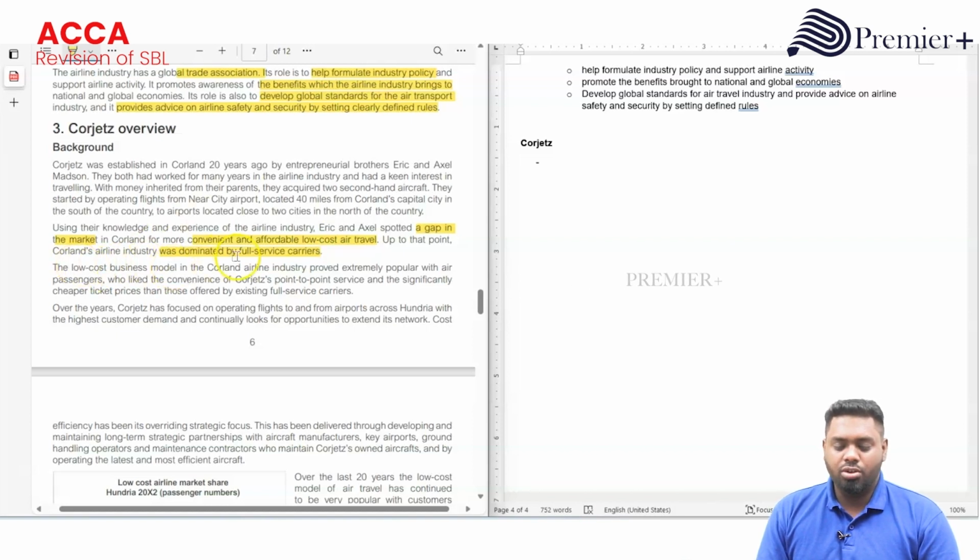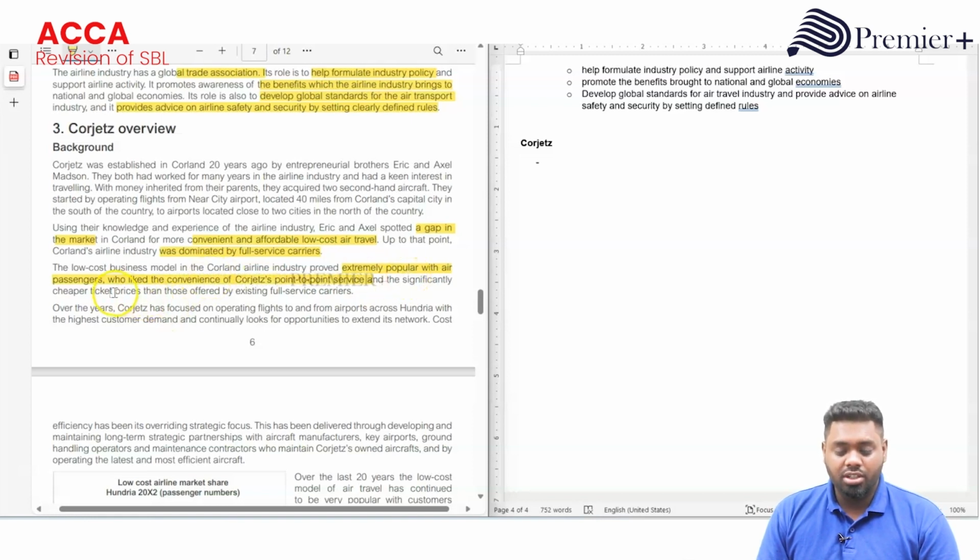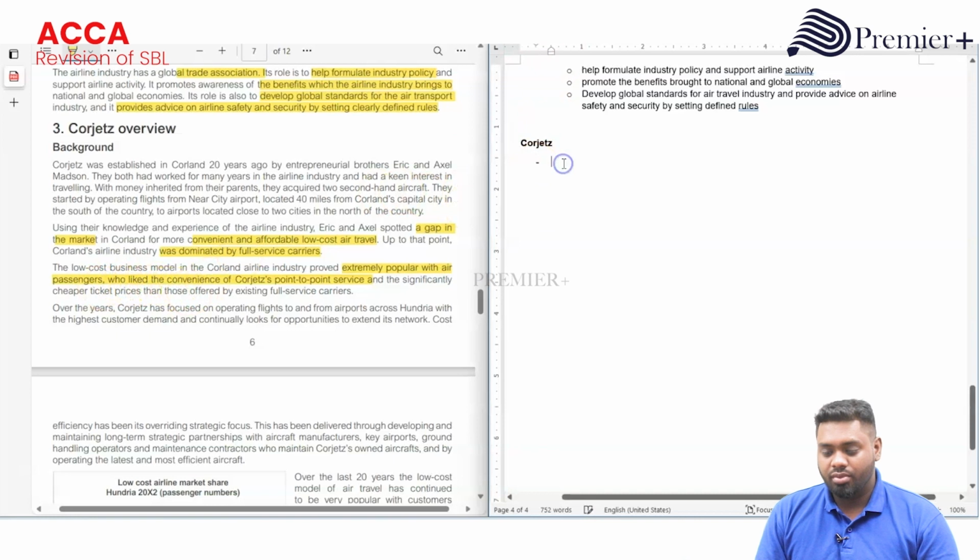The low-cost business model in the airline industry proved extremely popular with air passengers who liked the convenience of CoJets' point-to-point service. Point-to-point service we discussed, direct service. So who wouldn't like it? It's cheap and you can directly reach your destination with one flight. And the ticket prices were significantly cheaper than those offered by existing full service carriers.